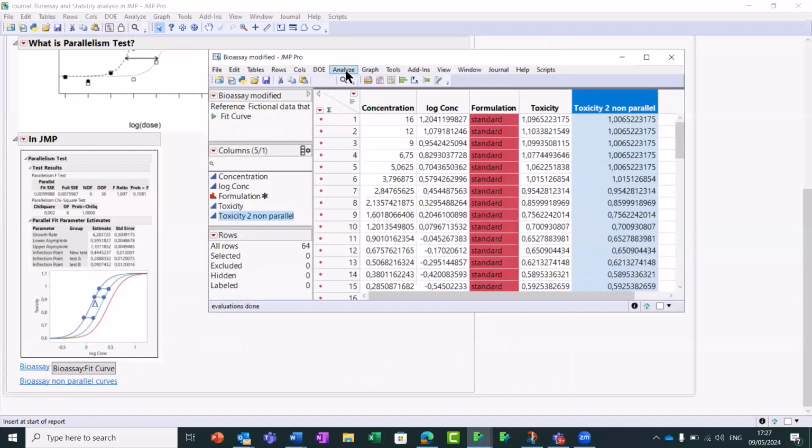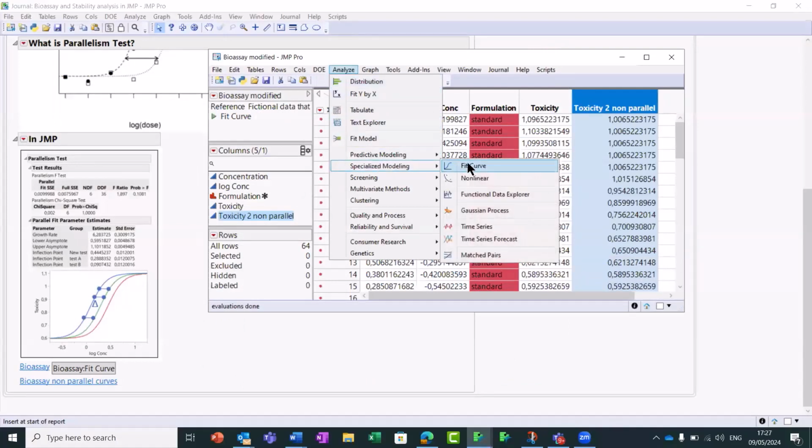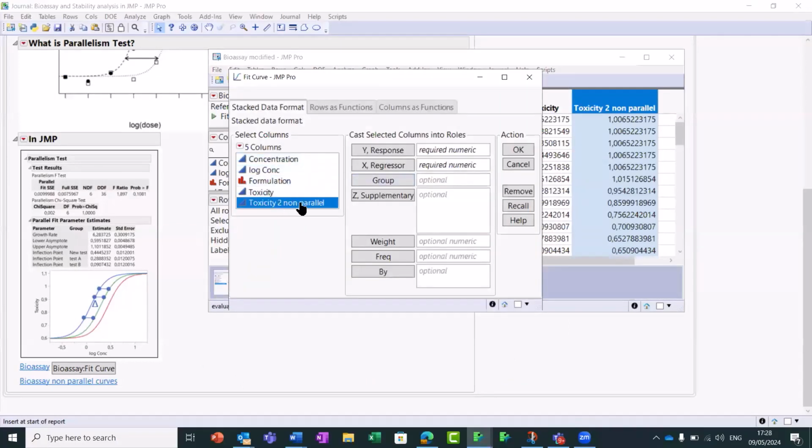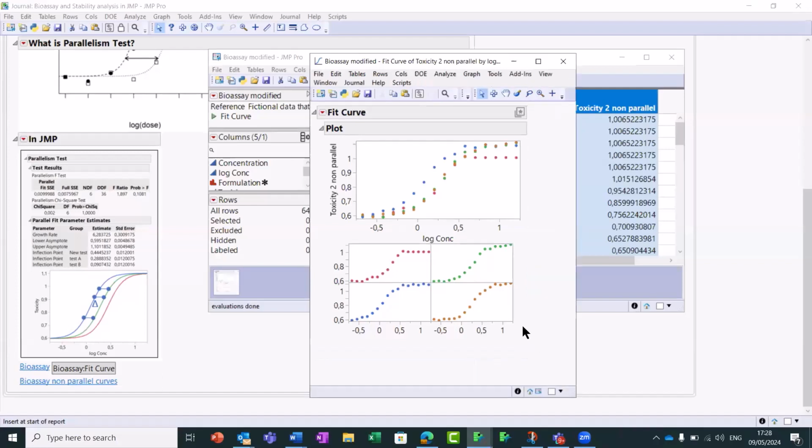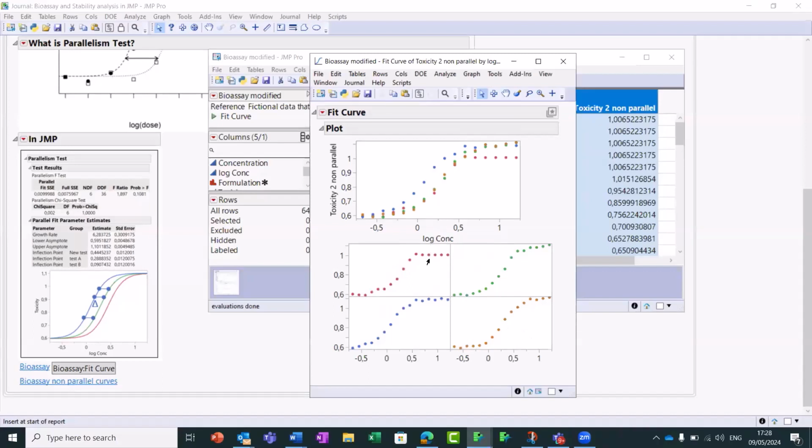Let's show that using the fit curve. I will use the toxicity non-parallel now for my response. I will use the log concentration as my regressor, and then the formulation as the grouping variable. And then let's do the same. I will click OK. And you can already see again here in this small graph, maybe I can increase that a little bit, that the standard, so the red curve, is fairly different from all the rest.